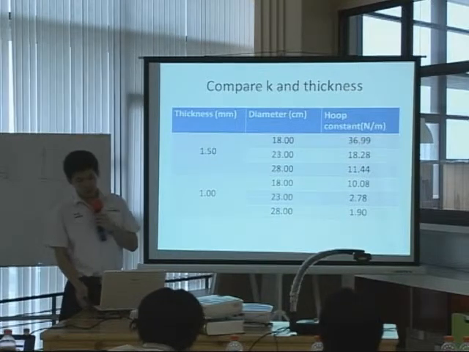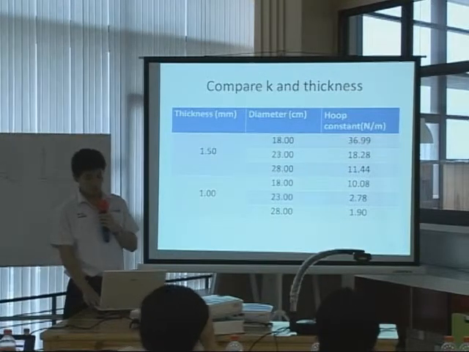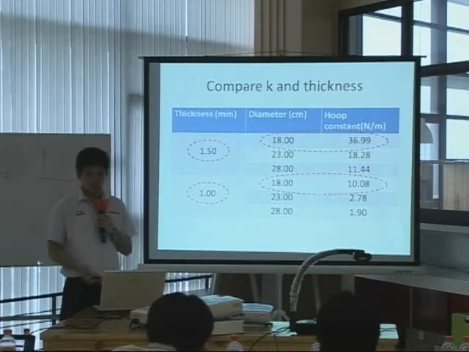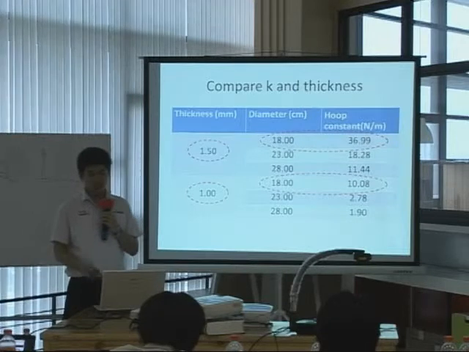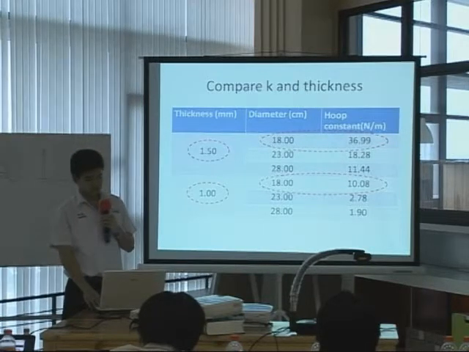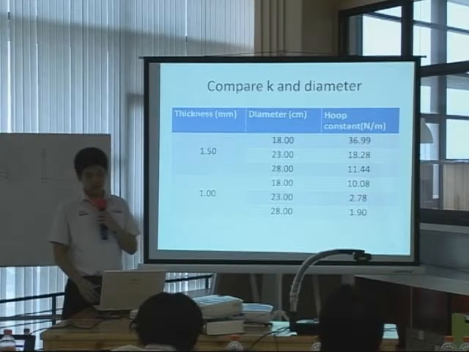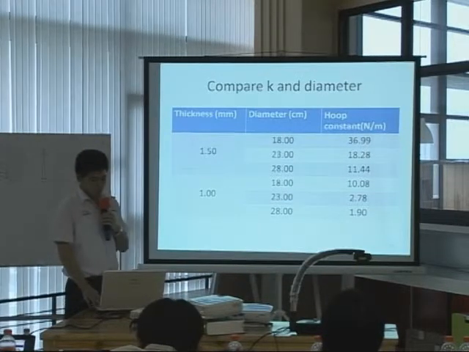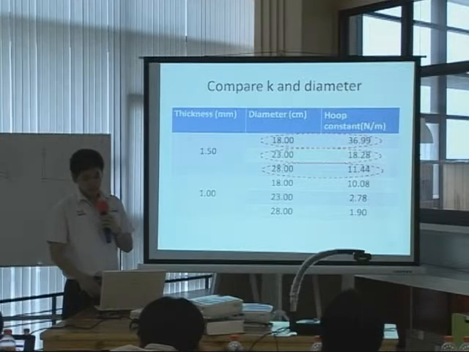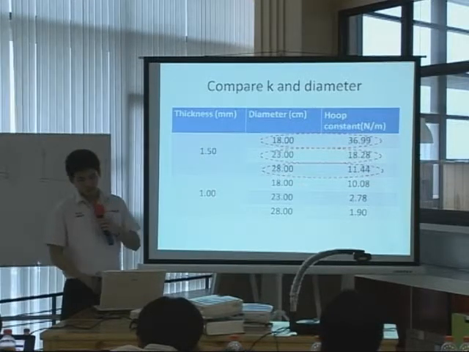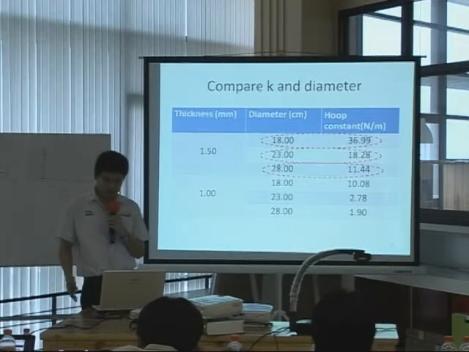Compare the hoop constant and thickness. When I increase the thickness, the hoop constant will increase too. And compare the hoop constant with diameter. When I increase the diameter, the hoop constant will decrease.